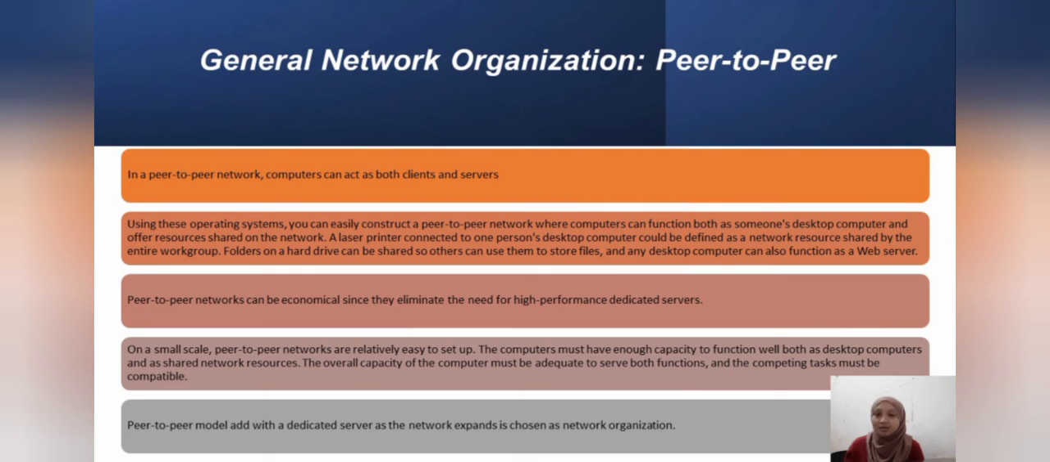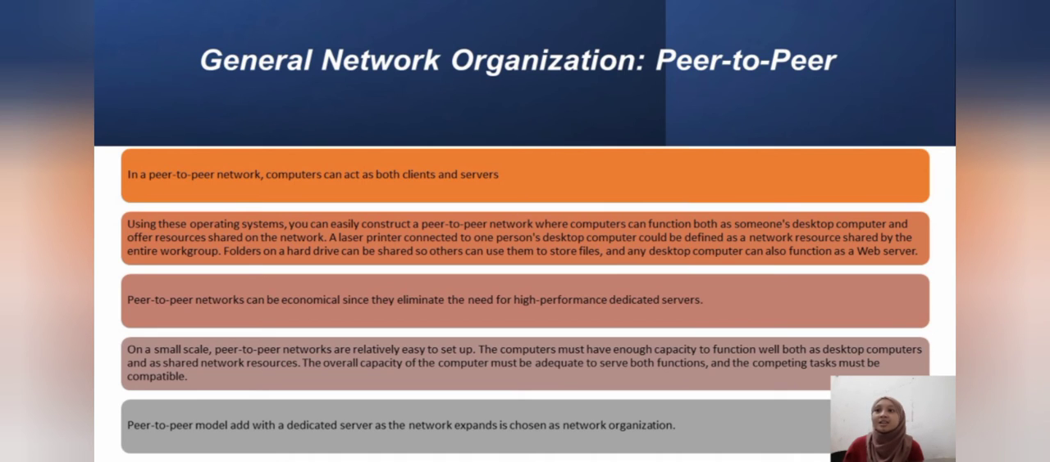So this is the general network organization, with its peer-to-peer. In peer-to-peer, the computer can act as a client and also as a server. So using this operating system, we can easily construct a peer-to-peer network where computers can function as both desktop and also offer resources shared on the network. So a laser printer connected to a desktop computer can be defined as a network resource shared by the entire work group.